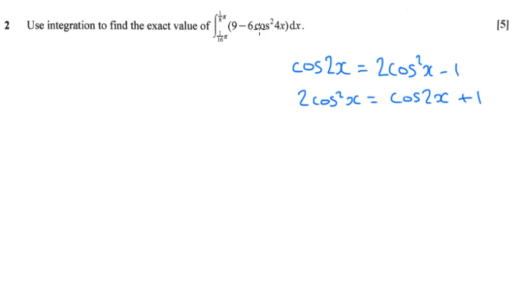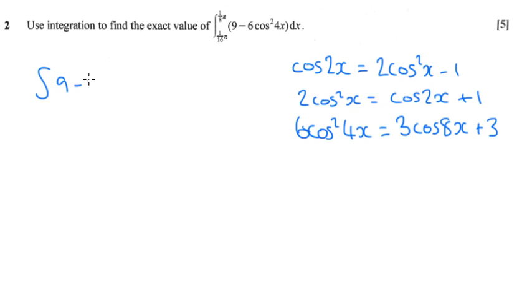Okay. We don't have just 2 cos squared x, we have 6 cos squared 4x. So in order to integrate a 6 cos squared 4x, we're going to have to times everything by 3 to deal with this 6, and also replace any x that we see with 4x. So in other words, we're going to have 3 cos 8x, because we've got 2 lots of 4x, and then plus 3 as well. So that's going to now allow us to swap this cos squared 4x for this. So rather than integrating this, we're actually going to integrate 9 minus 3 cos 8x plus 3.